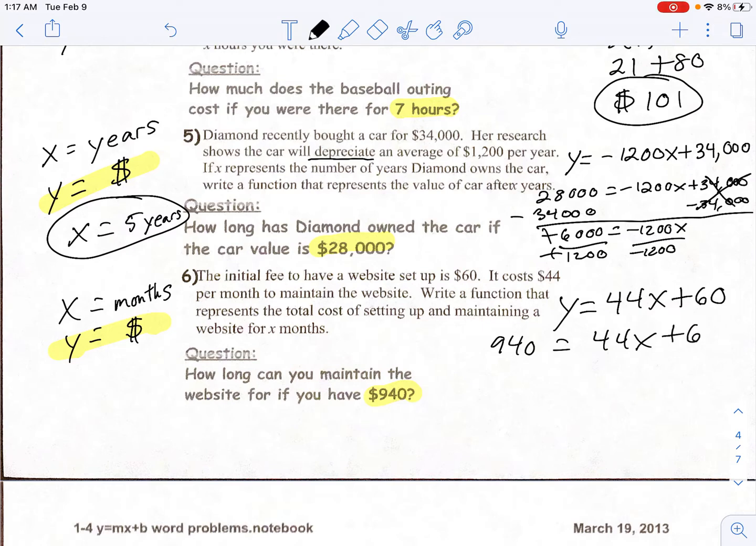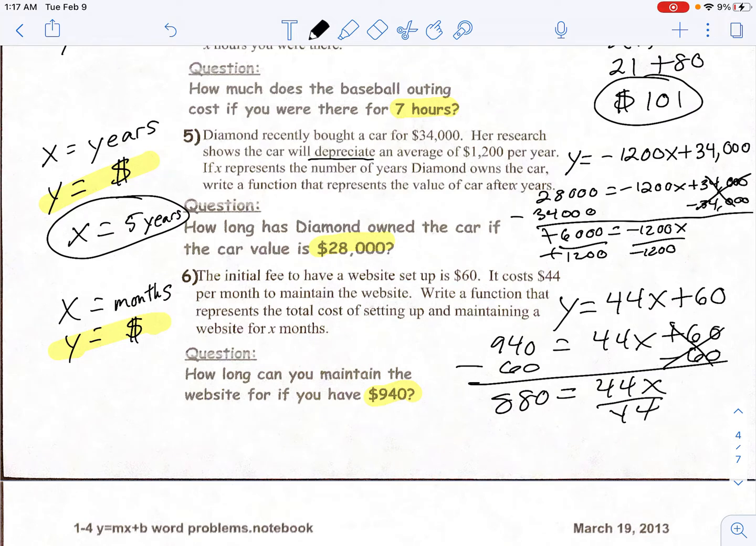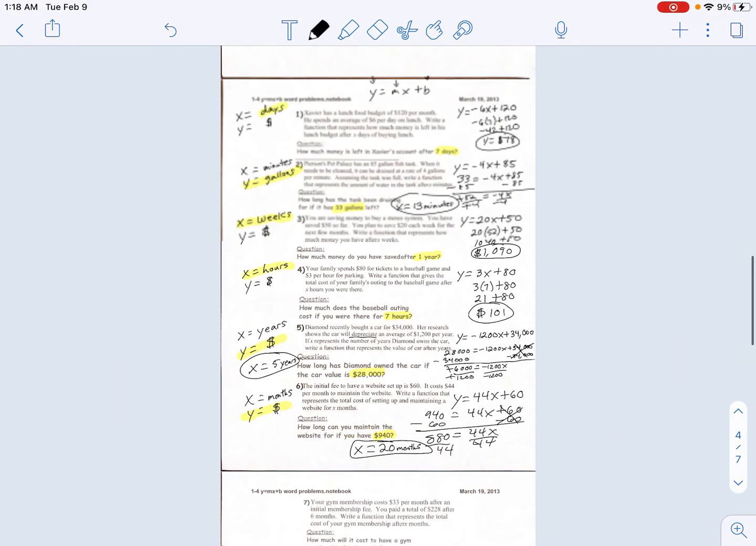So 940 equals 44x plus 60. So subtract 60. Okay, that's going to be 880 equals 44x. Divide by 44. And your final answer is x equals 20 months because that is your X label. And that should answer the first page of this. Pretty simple. They all work about the exact same way.